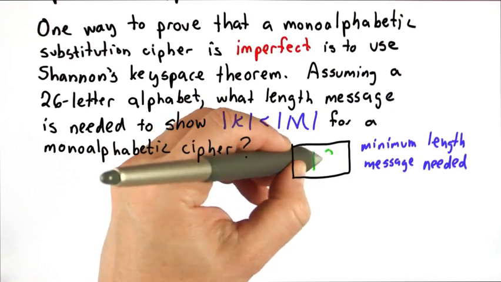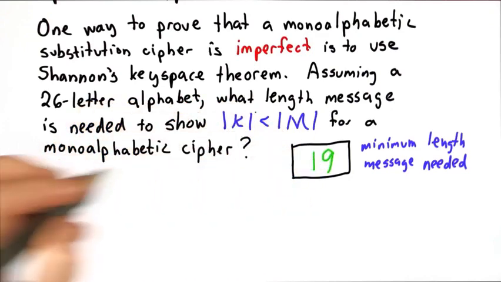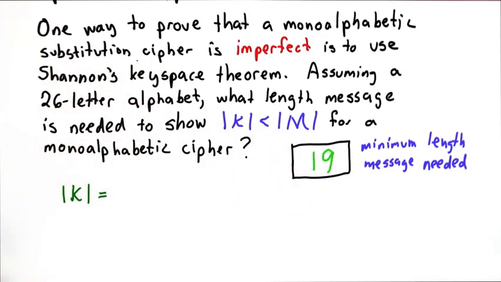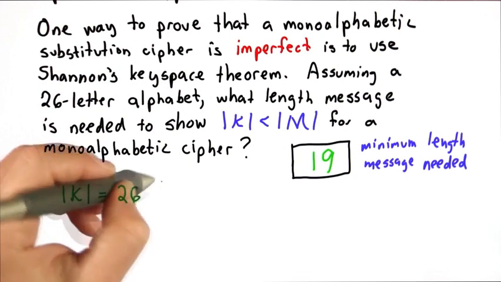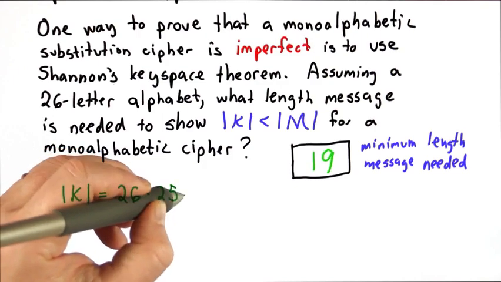So the answer is 19. To solve this, we need to compute the key space. Well, the key is just a permutation of the alphabet. We have 26 choices for what A could map to. We have 25 choices for what B could map to.